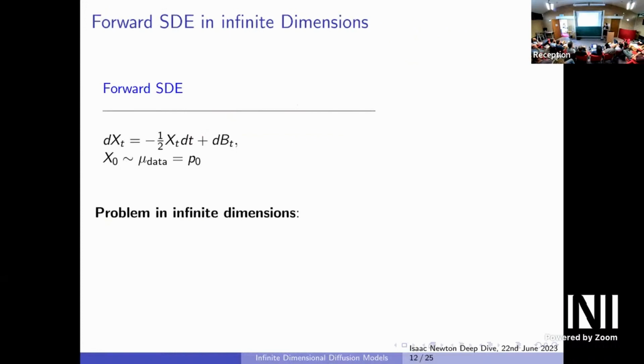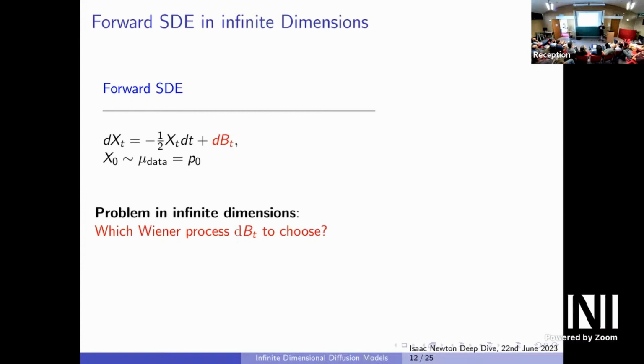Okay, now we will just fix some larger Hilbert space H, which is arbitrary though. And we look at the problem for the forward SDE in infinite dimensions. And the first thing is this. Which Wiener process do we choose here? It's the same thing as with the Gaussian measure.